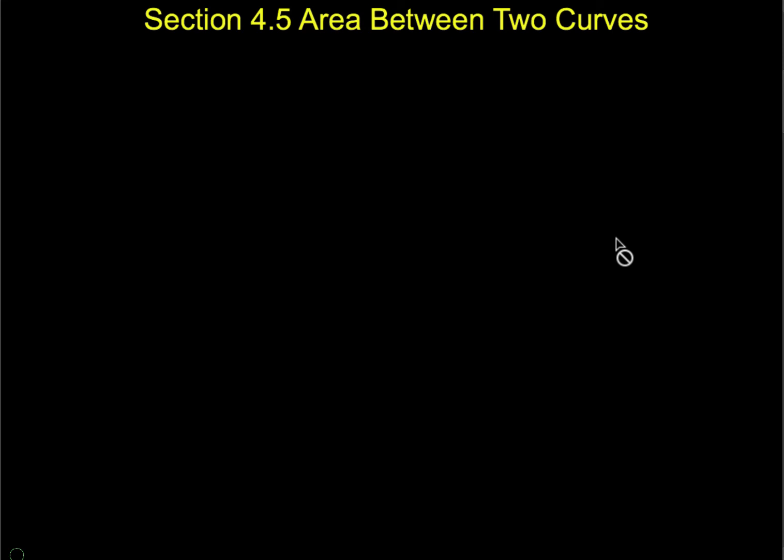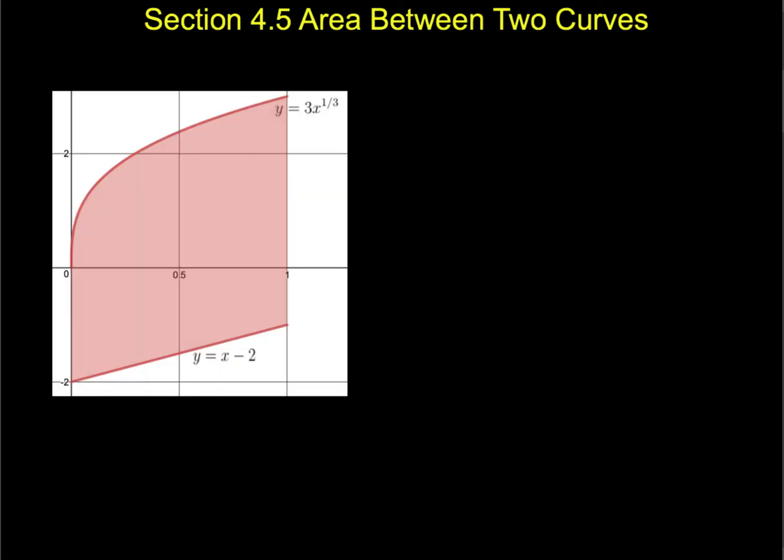In this section of chapter 4, we discuss how to calculate the area between two curves. So the setup goes a little something like this. Let's say we have a region bound between two curves, say y equals 3x to the 1/3 and y equals x minus 2. Now, if you'll notice, part of the graph is below the x-axis.